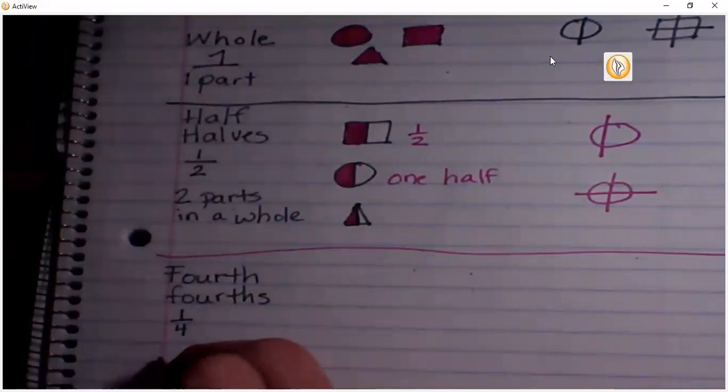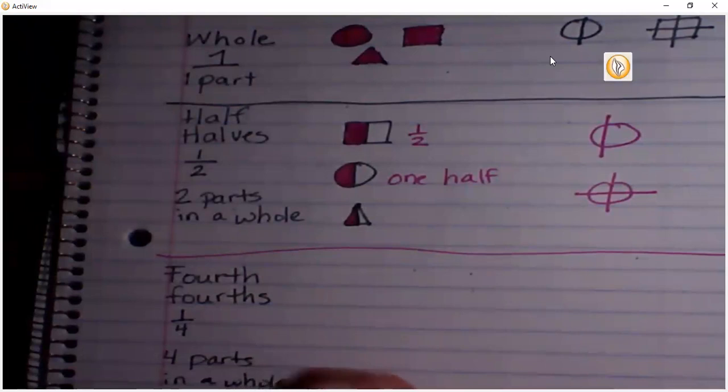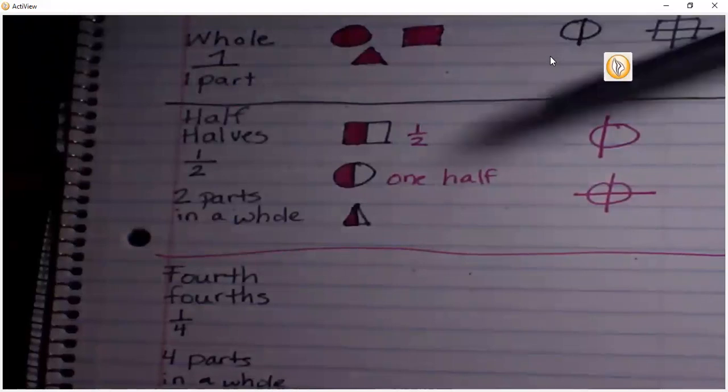And what does it mean? It means that there's 4 parts in a whole. 4 parts in a whole.